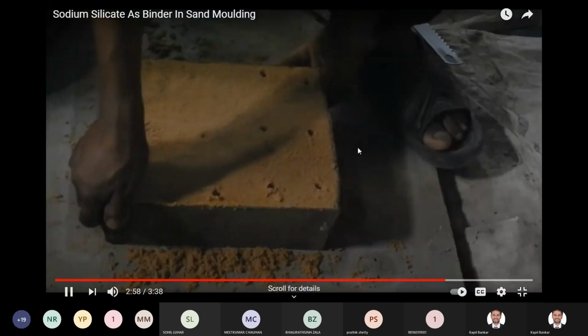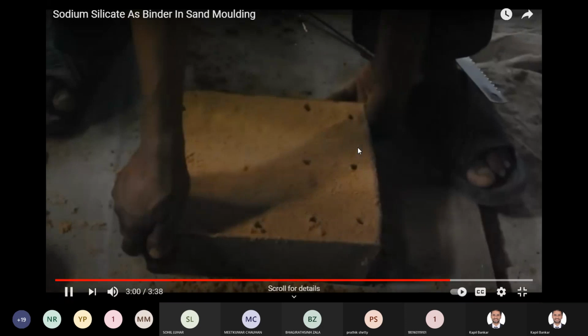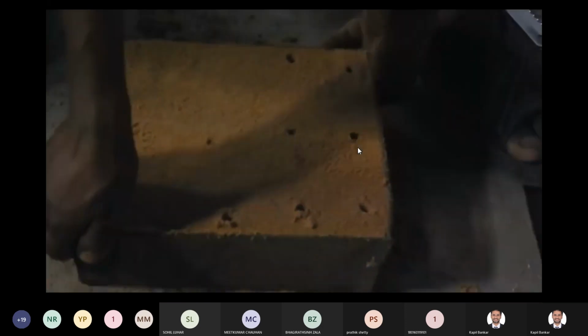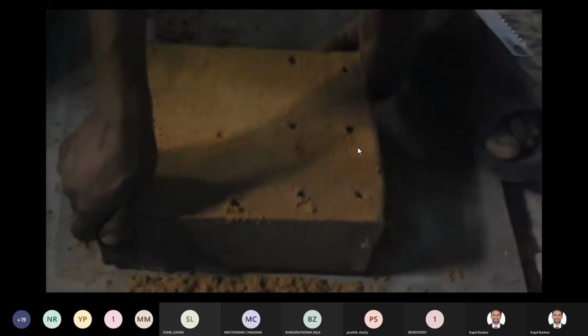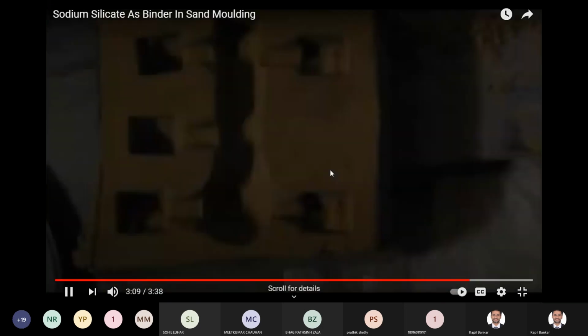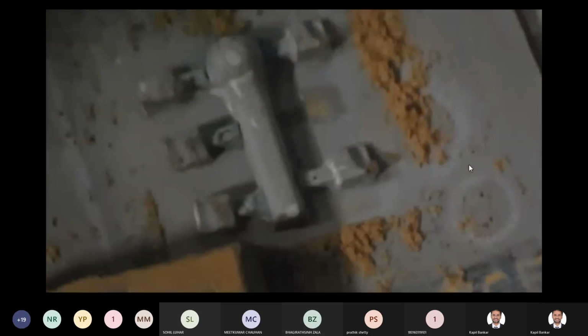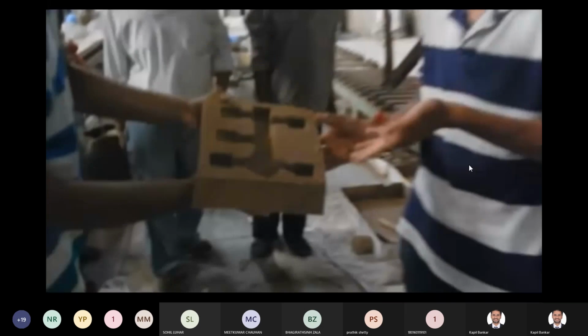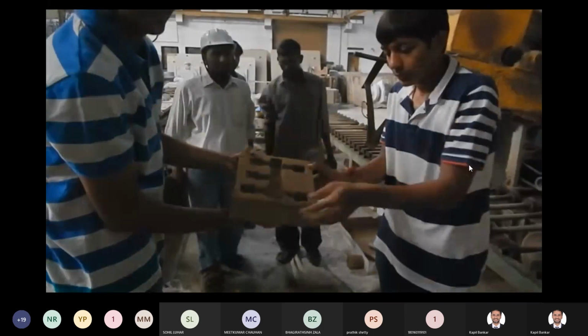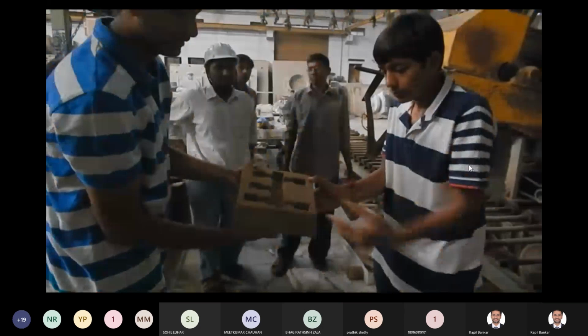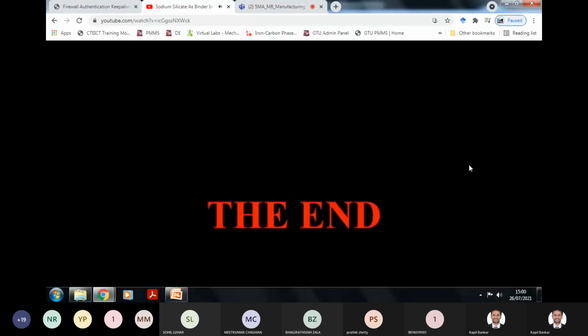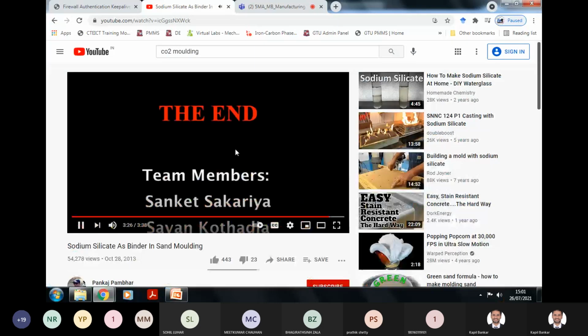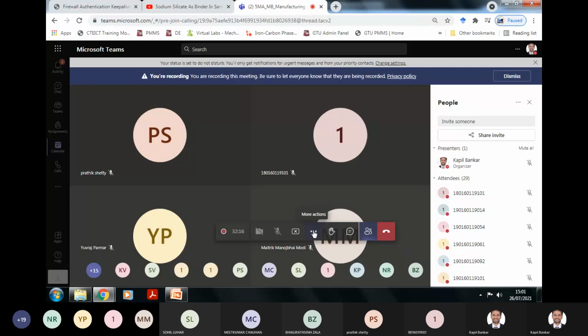Now see, this is your mold. After applying the CO2 gas, it becomes hardened. Here the pattern is withdrawn, and this is your mold. It looks very hard. This is the pattern which is withdrawn, and this is your mold, which is very hard compared to the softened mold. If you have any doubt, then please ask me.